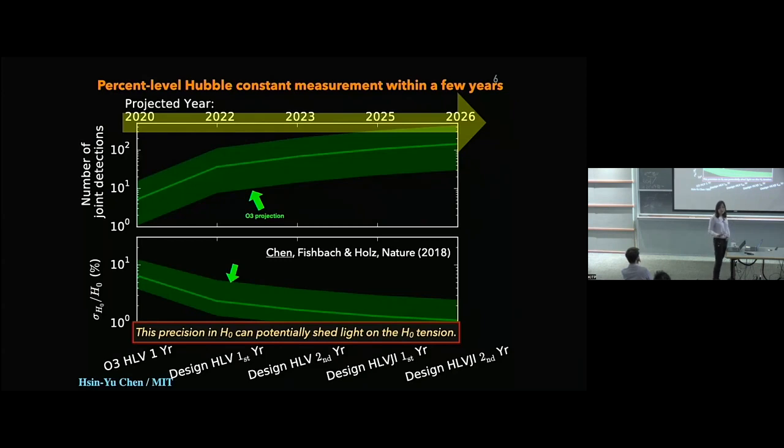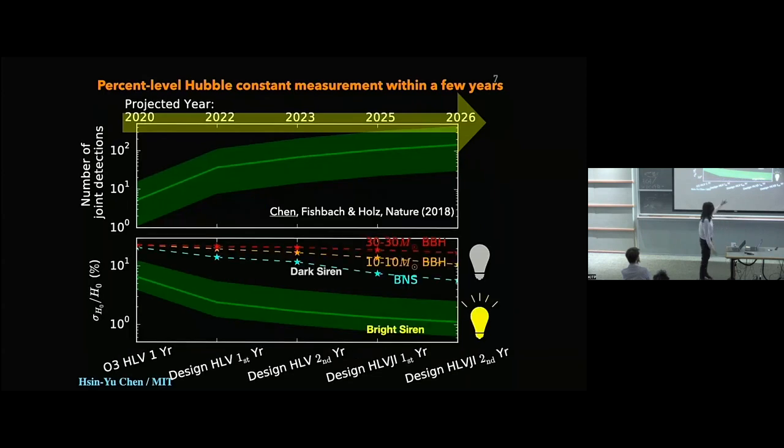There's a nickname for that, called the dark siren, as opposed to the bright siren, the one that's using the electromagnetic counterpart. What I'm showing you here is the projection of how well we can measure the Hubble constant via the so-called dark siren approach. And as you can see, we probably don't expect the dark siren approach to give us an H-naught measurement that's too close to what you can achieve with the bright siren. So that's why in the last few years I've been focusing my work on the bright siren approach, trying to improve its precision and accuracy.